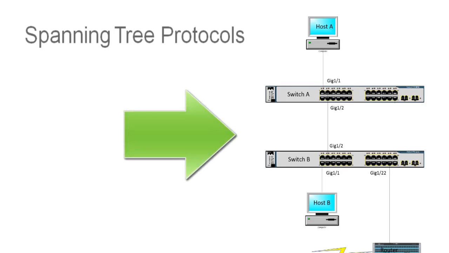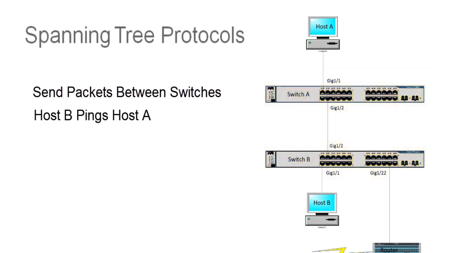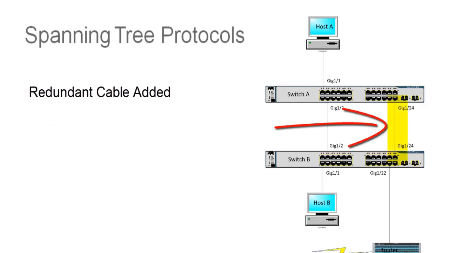Study the diagram shown here that shows a simple portion of a data network. The two hosts can communicate between each other by sending packets between the two switches. Let's say host B sends a ping to host A. Now assume that there are many more hosts connected to switch A and many more hosts connected to switch B, and that the network architect wants to increase the bandwidth and fault tolerance between the two switches. This could be achieved by adding one or more cables between the switches. In this example, a cable is added between the switches on ports Gigabit Ethernet 1/24.